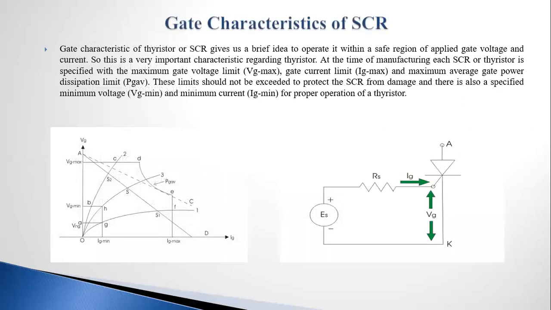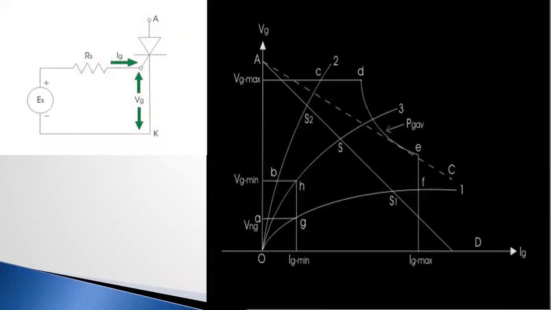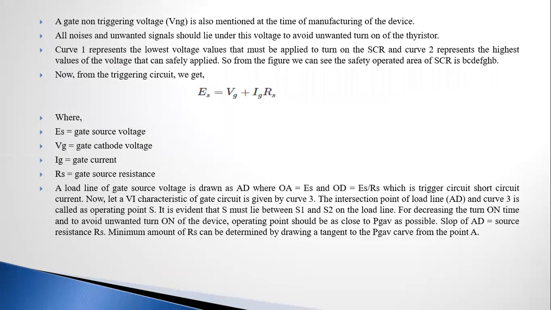So these are the gate characteristics of the SCR. We already discussed the VI characteristic. That is also the gate characteristic. This is the gate non-triggering voltage. The equation is given by E of S equals VG plus IG RS.